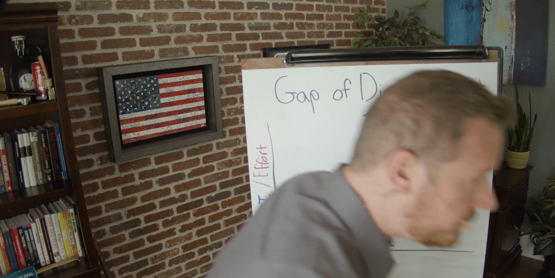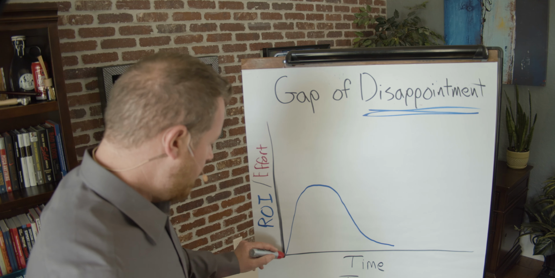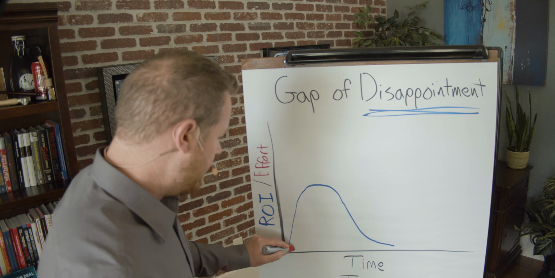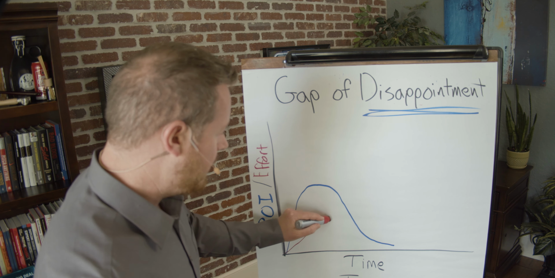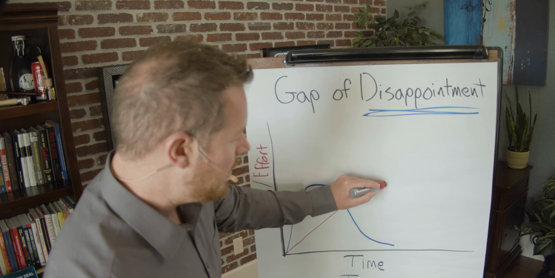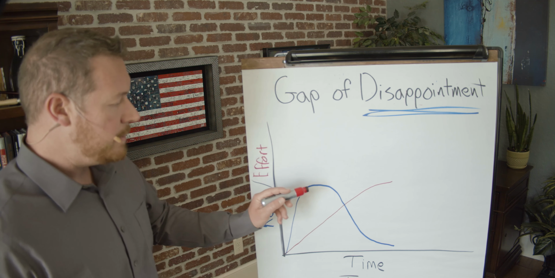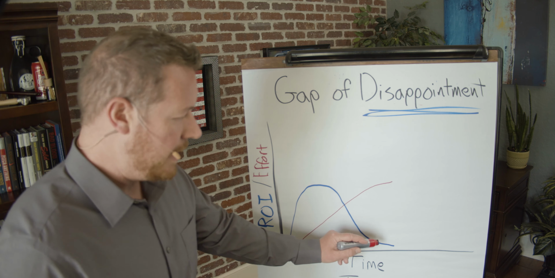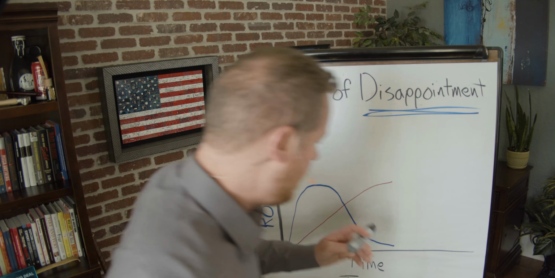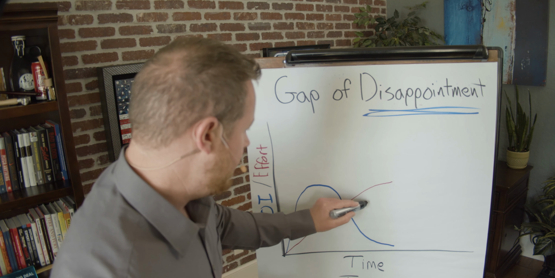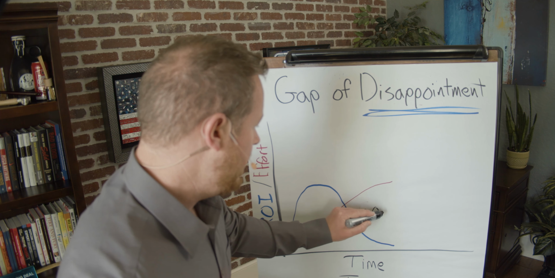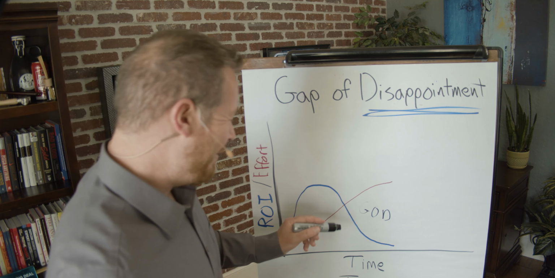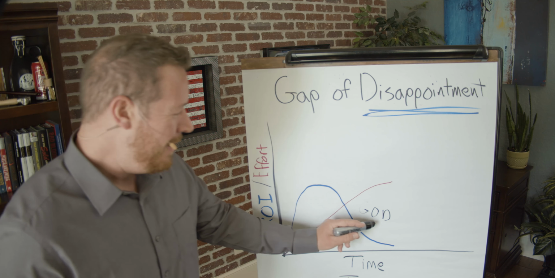A lot of times, you start, and this red marker is going to represent your effort. It's really easy at first, and you're getting really good results, and then it starts getting a little harder, and a little harder, and the effort required keeps going up. But right here, your ROI is getting really low. So this section right here is the gap of disappointment. Didn't really think that name through, but this is the gap of disappointment right here.